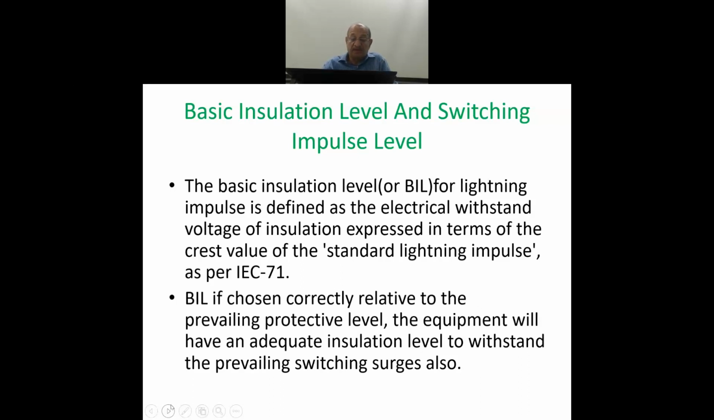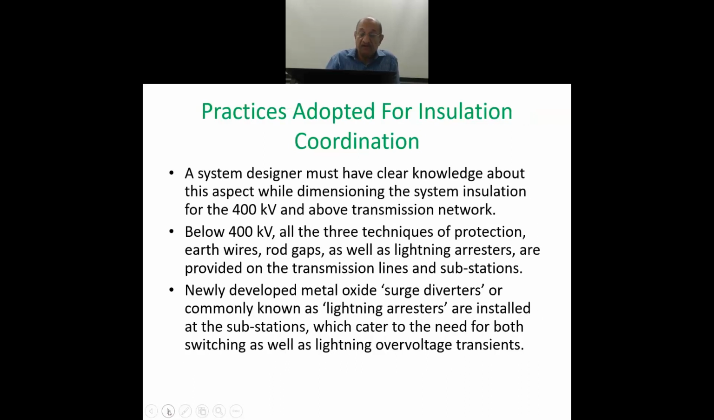The equipment will have an adequate insulation level to withstand the prevailing switching surges also. The BIL level takes care of lightning as well as switching surges. Switching surges are becoming more dangerous in the modern power systems because they are slower impulse waves compared to lightning. The slower the impulse wave, the more it may damage the insulation.